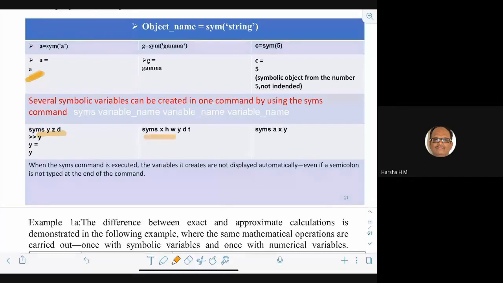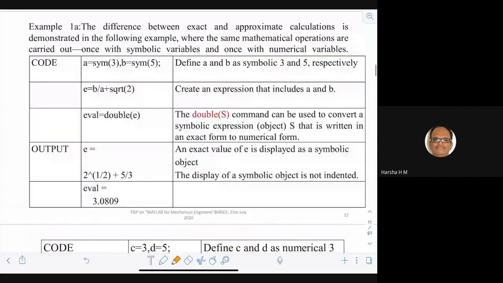So to just have a better understanding, let us try to go through some of the examples. I hope you people have this Word file with you. The code is there as example 1a. You just enter a is equal to sym of 3 and b is equal to sym of 5. And then create an expression, e is equal to b by a plus square root of 2.